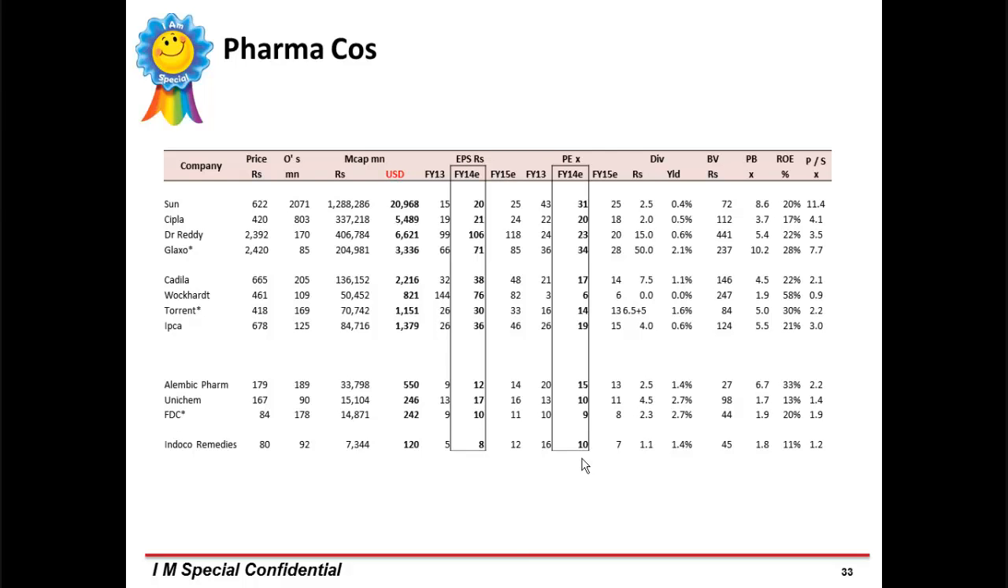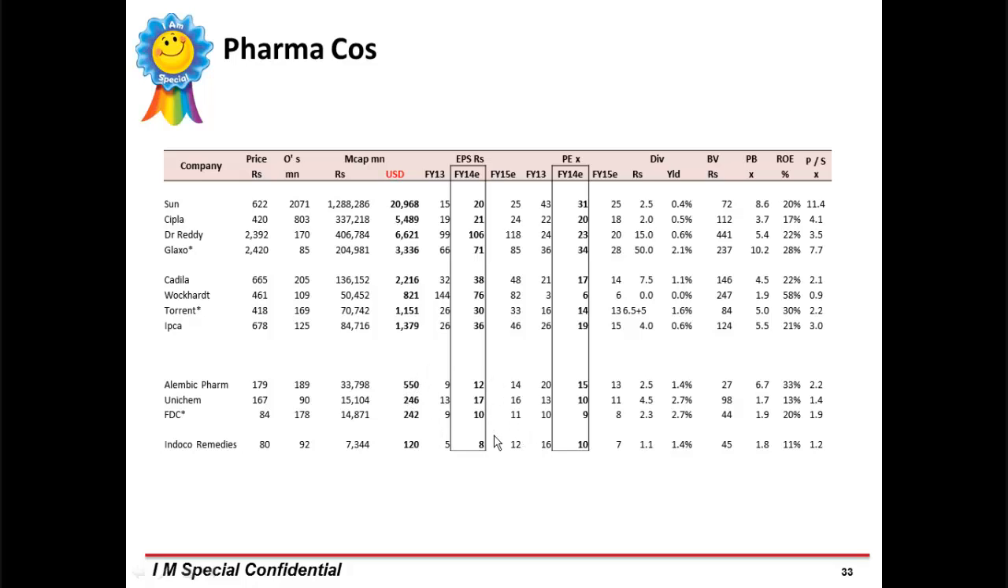Then the second example which I have taken is pharma companies. Again the headline remains the same. Again 3 tier companies. First is Sun, Cipla, Dr. Reddy, Glaxo, all with market cap of 1 billion plus. So these are large cap stocks. Then we have Cadila, Oakheart, Torrent, Tipca. These are also, I would say, semi large cap. Market cap is higher. Alembic Pharma, Unicam, FDC. These companies are small caps. Market cap is less than 500 million.